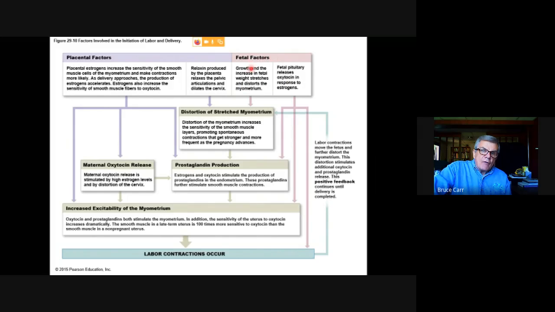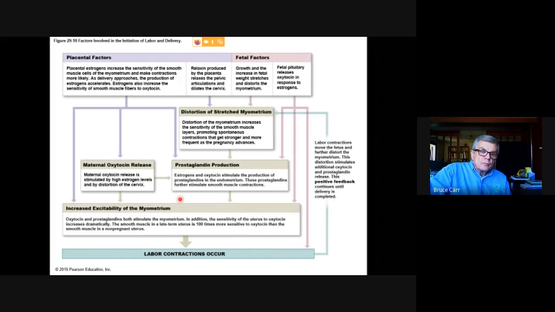In the fetus itself, the weight is going to stretch and distort the layers of the uterus, and the fetus's pituitary releases oxytocin in response to the estrogens that are coming from the placenta. So the fetus releases the oxytocin. It's almost like the fetus is saying, now it's time. All of these contribute to these various factors. As we grow, the myometrium is stretched. Maternal oxytocin is released by the high estrogen levels complementing the fetal oxytocin.